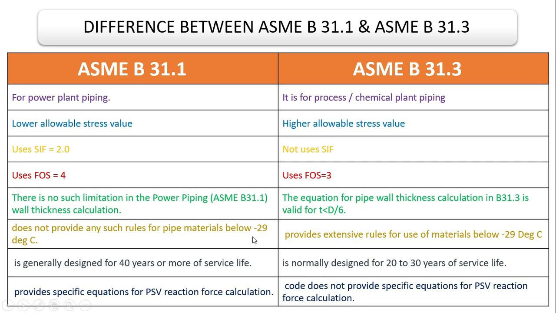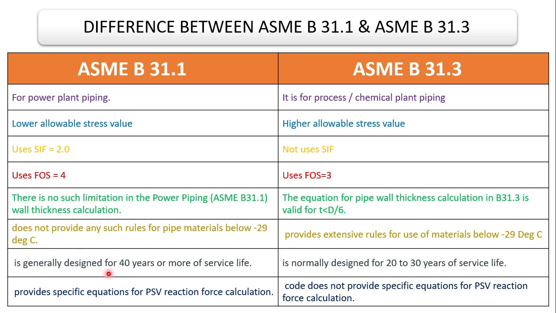By the way, minus 29 degrees Celsius to 427 degrees Celsius is the operating range for carbon steel. That is why it is given as minus 29. B31.3 provides extensive rules for use of material below minus 29 degrees Celsius, that is the low temperature materials. I will not say cryogenic. So that is the LTCS, which is from minus 29 degrees to minus 45 degrees, and from minus 45 degrees onwards till minus 250, we can go ahead with stainless steel. In stainless steel there are different grades, which we are not going to discuss now.